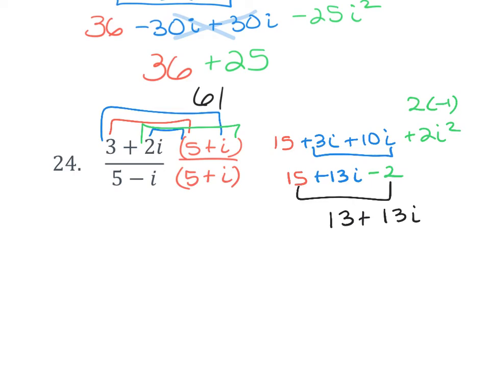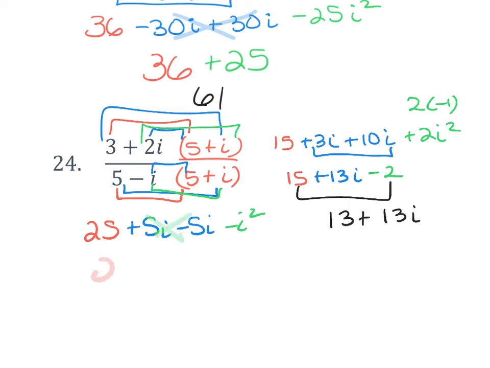Let me FOIL the denominator. So again, first is 25. Outside is 5i. Inside, -5i. And last, -i squared. Notice the outer and the inner cancel. I'm left with 25. And again, remember, i squared is -1. So this really turns into 25 plus 1, and it's 26.